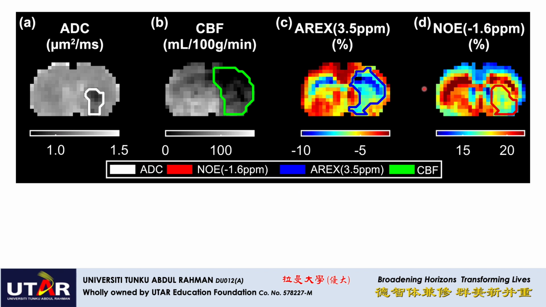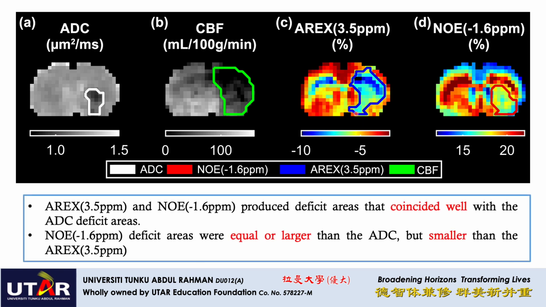So as it can be seen here, the AREX deficit area and the NOE deficit area coincided well with the ADC deficit area. The NOE deficit area was equal to or larger than the ADC deficit area but smaller than the AREX. This is probably due to the sensitivity of each modality to different changes or stage of the ischemic cascade.